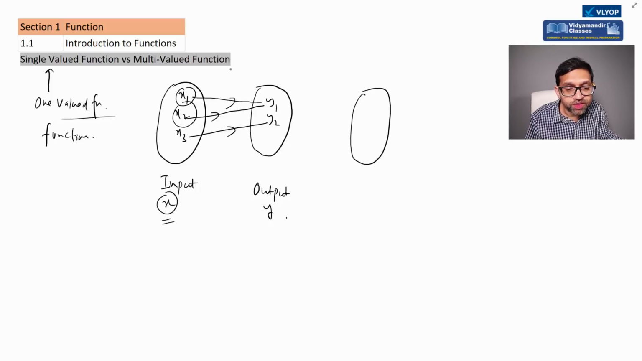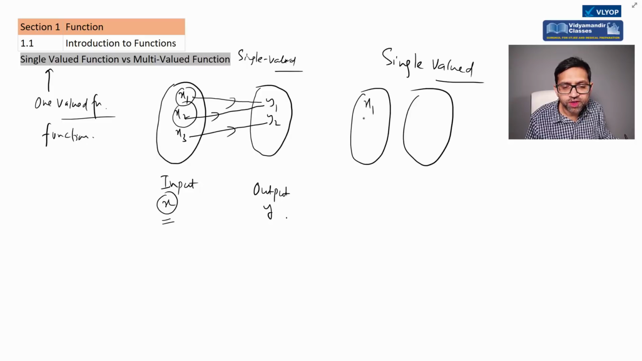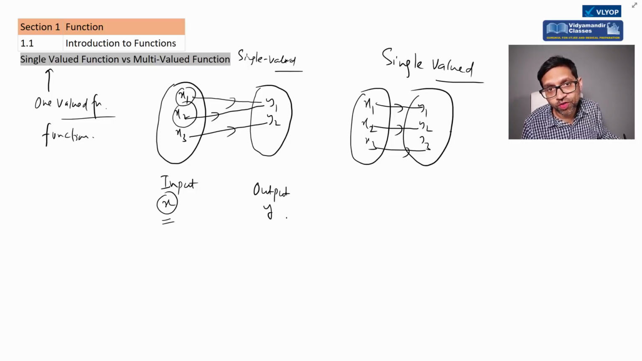So we call this a single valued function, right? In this case also, a single valued function. Another example of a single valued function, this time with a small change. Suppose we have x1, x2, x3, and on this side I have y1, y2, y3. So x1 maps to y1, x2 maps to y2, x3 maps to y3. This is again a single valued function. The only difference is that here one value of x is mapped to only one value of y. In the previous case we had an example where two values of x map to one value. This is fine.